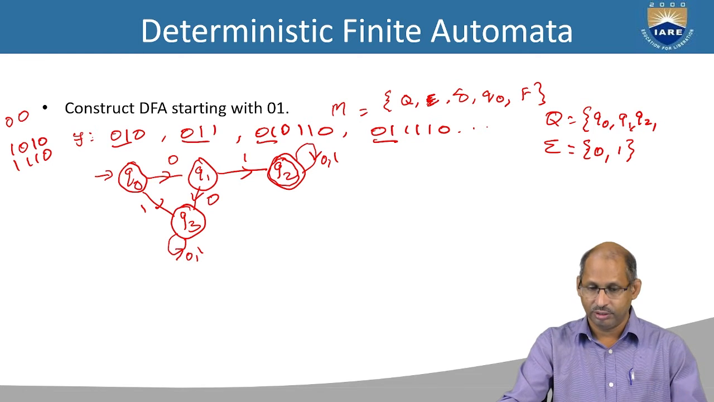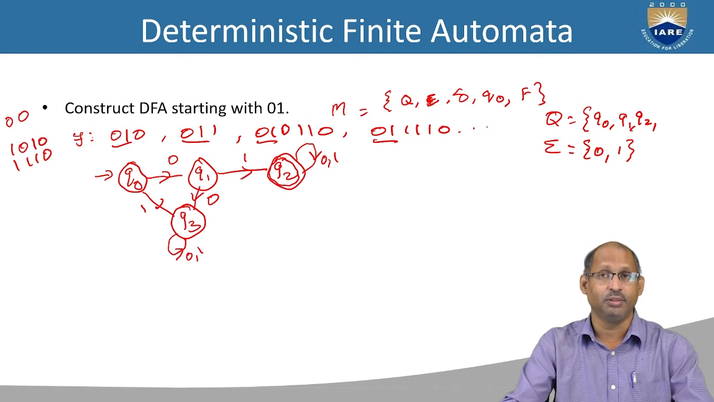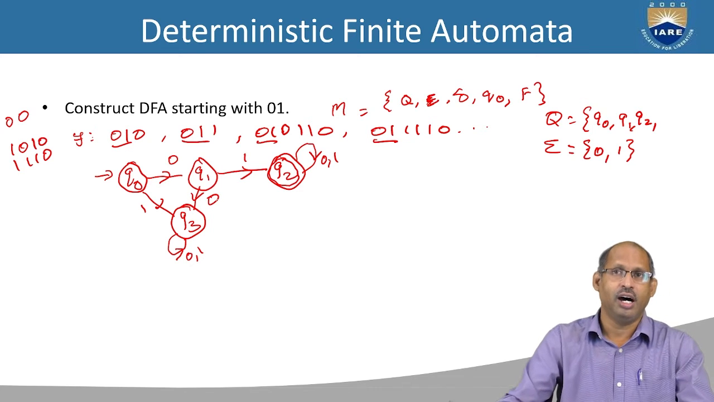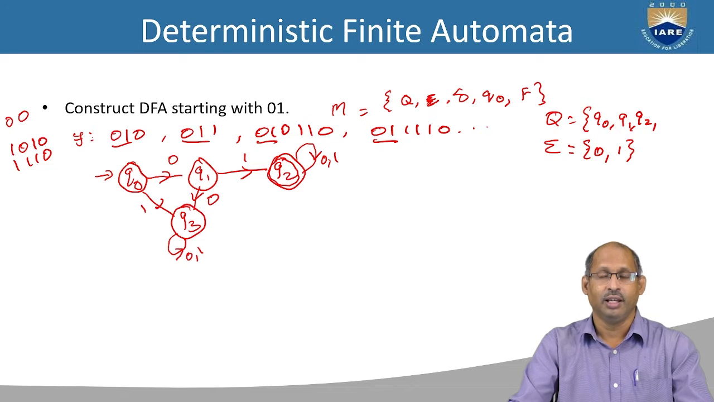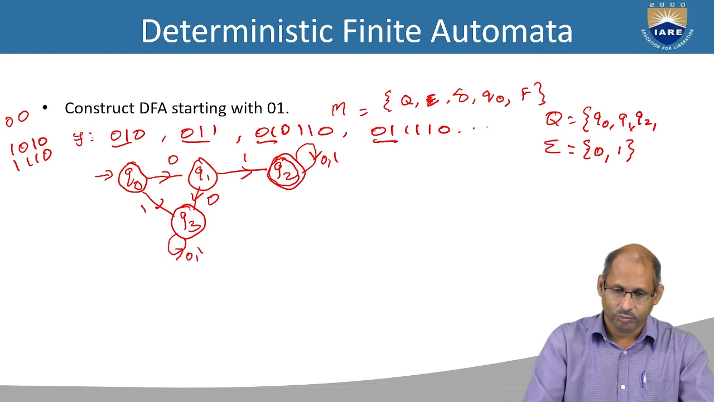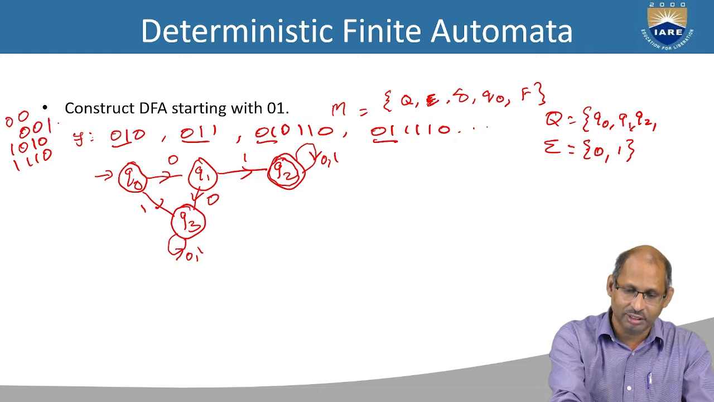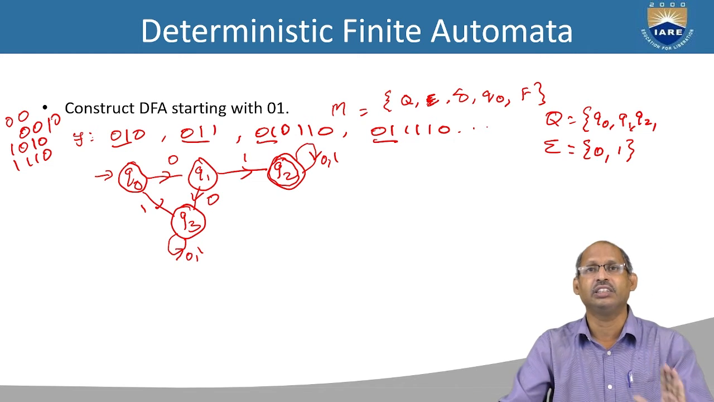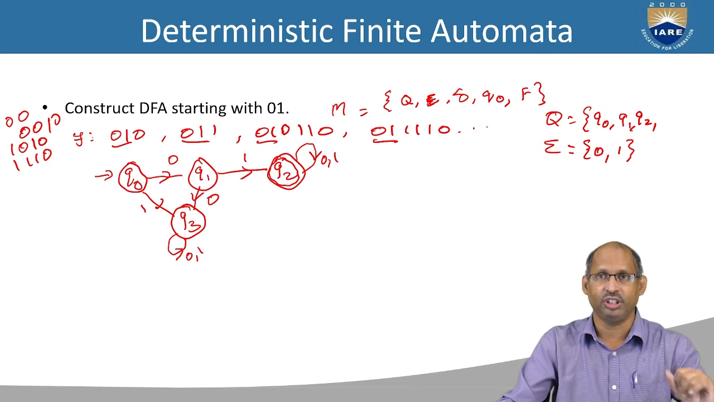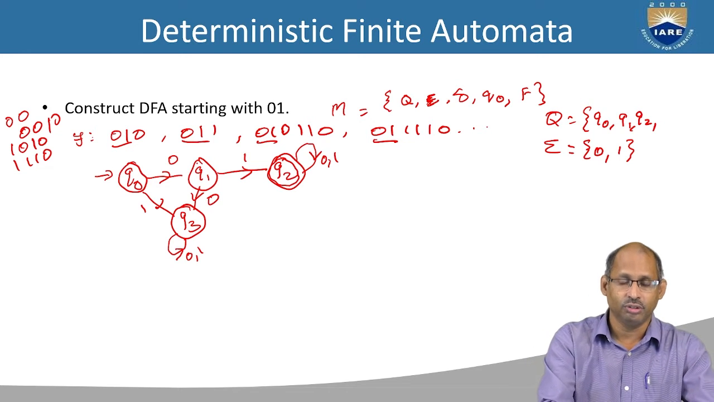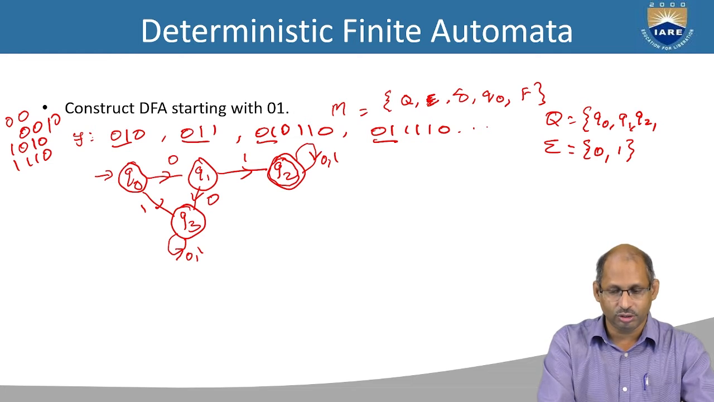Okay, is it clear? 0 followed by 1, it is acceptable. But 0 followed by 0, not acceptable. So, Q1 on 0 goes to Q3. Then, any string with two zeros followed by 1 or 0 is not accepted, because the DFA accepts only the string starting with 0, 1. If it is 0, 0, you should not accept. So, Q0 on 0 goes to Q1. Q1 on 0 goes to Q3.